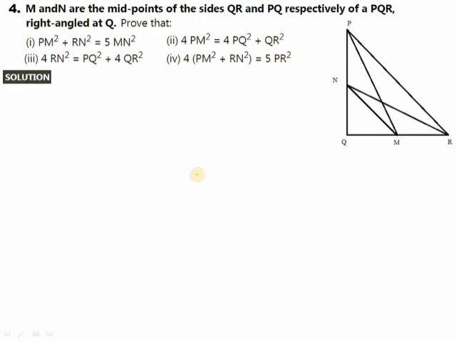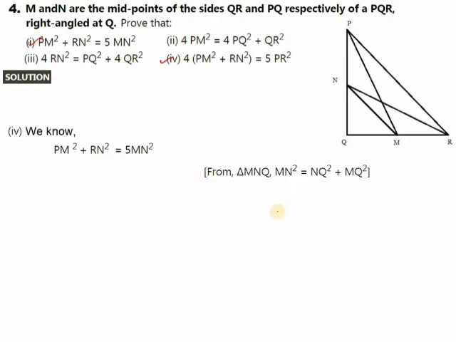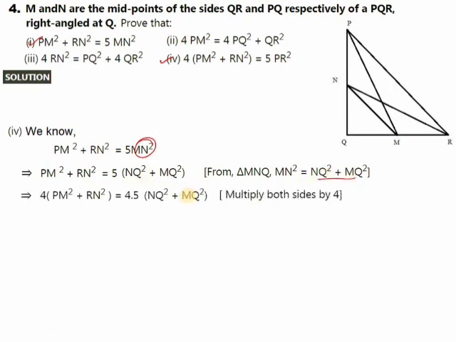Now we have got the last part, number 4. Let's see how to do this. Now we know that this is there. This is from the first one, so we have already proved it. Now if you look at triangle MNQ, all of you know NQ square plus MQ square will be MN square. We know that. So that's why in place of MN square, I am going to write this much. Now let me multiply both sides by 4.